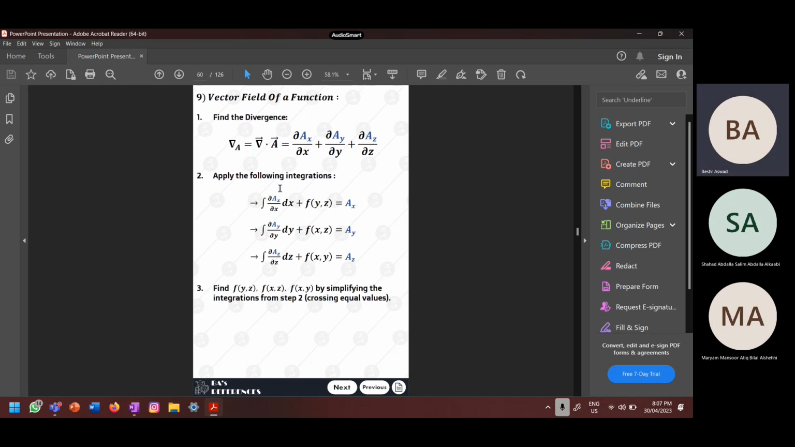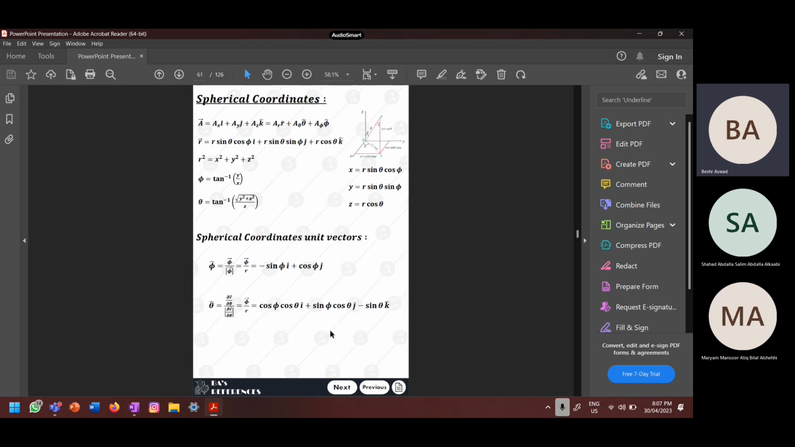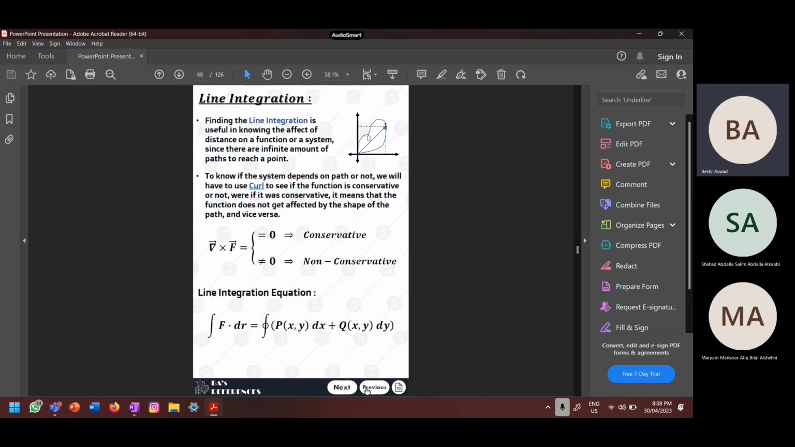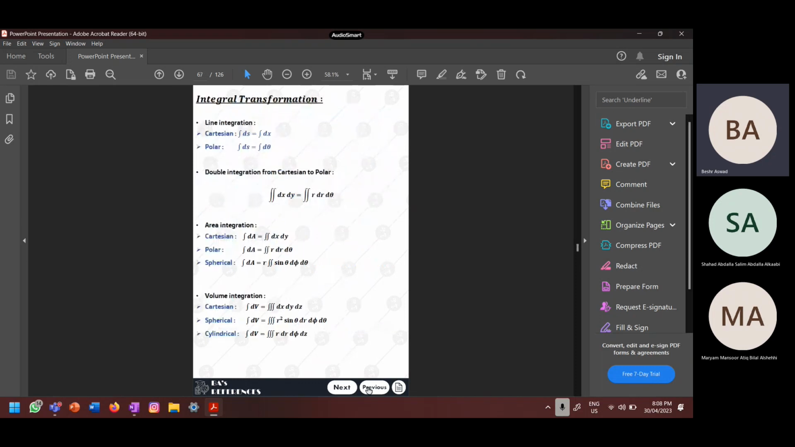As for vector field of a function, I'm not sure what this is. We studied them and we did nothing. Spherical and cylindrical coordinates, luckily, you don't have them in your syllabus, or at least not for this semester. So you can say that you avoided them.